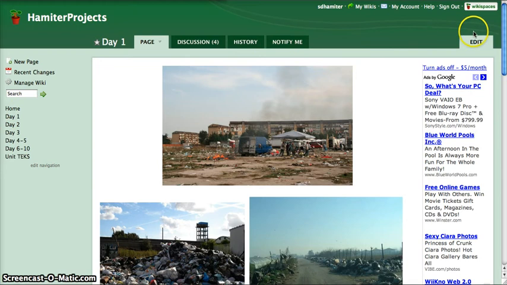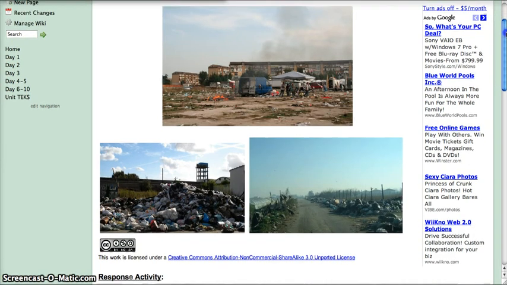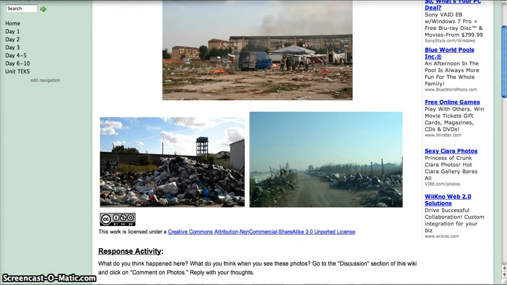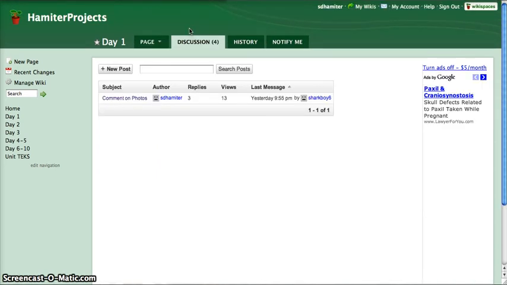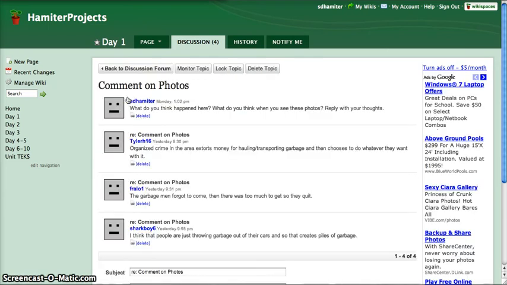Every day we're going to start out with a response activity. The very first day they have some pictures to look at, and then they have to decide what they think happened here, what's going on in the photos. Then after each little blurb on the top of the day, they're going to go to the discussion section, and they're going to write me a little note about whatever it is in the response activity. So today it was comment on photos, so they're going to click on there. As you can see, I have a few comments already with what people think happened here.